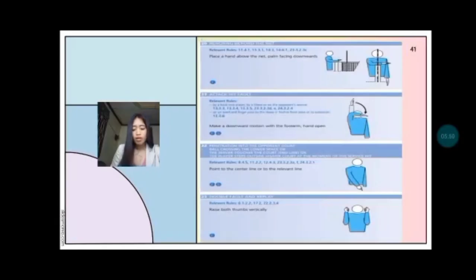Next one is reaching beyond the net, where the blocker may touch the ball beyond the net as long as it does not interfere with the opponent's play. Place a hand above the net, palm facing forward. Next one is reaching beyond the net.